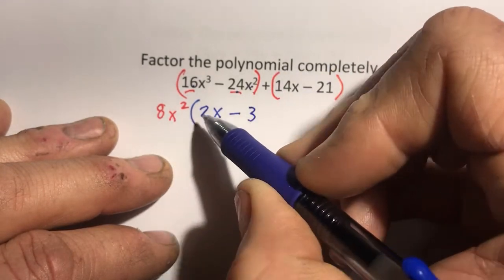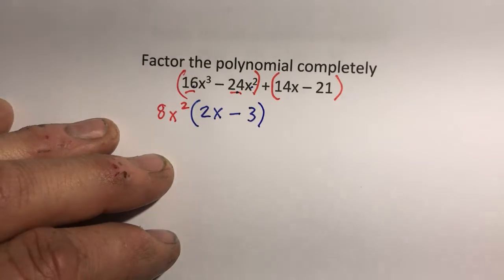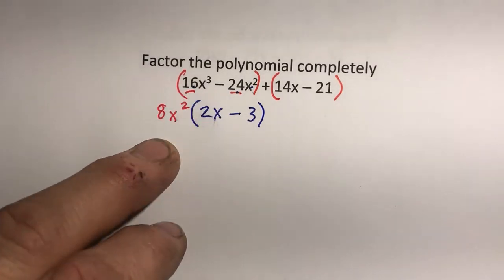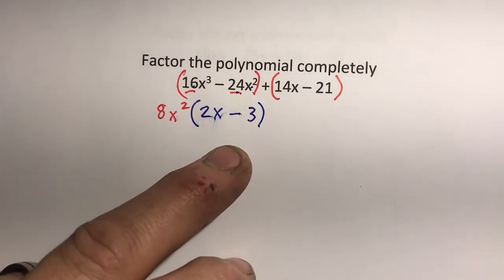And then x squared divided out, x squared would have no x's left over. So there's what I get when I factor out this common factor from this grouping.